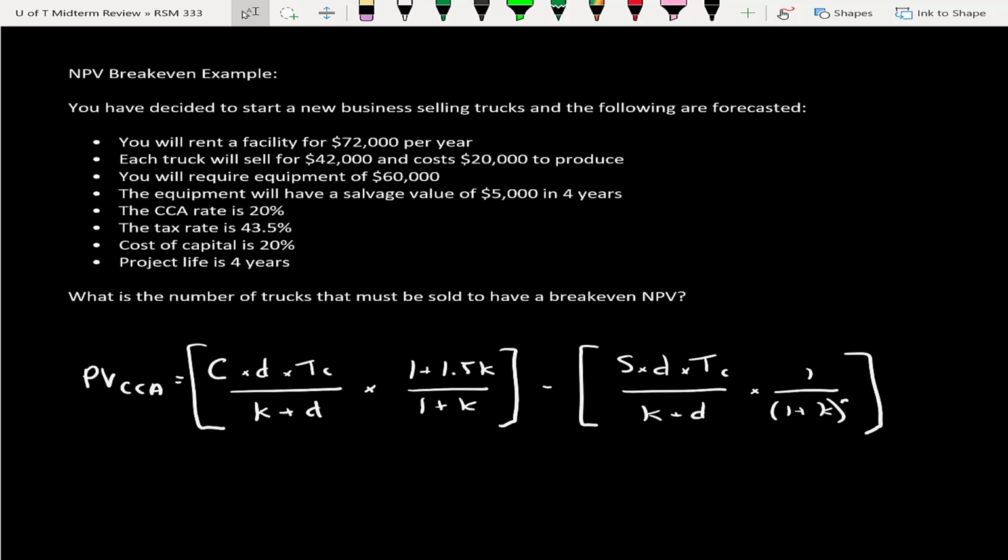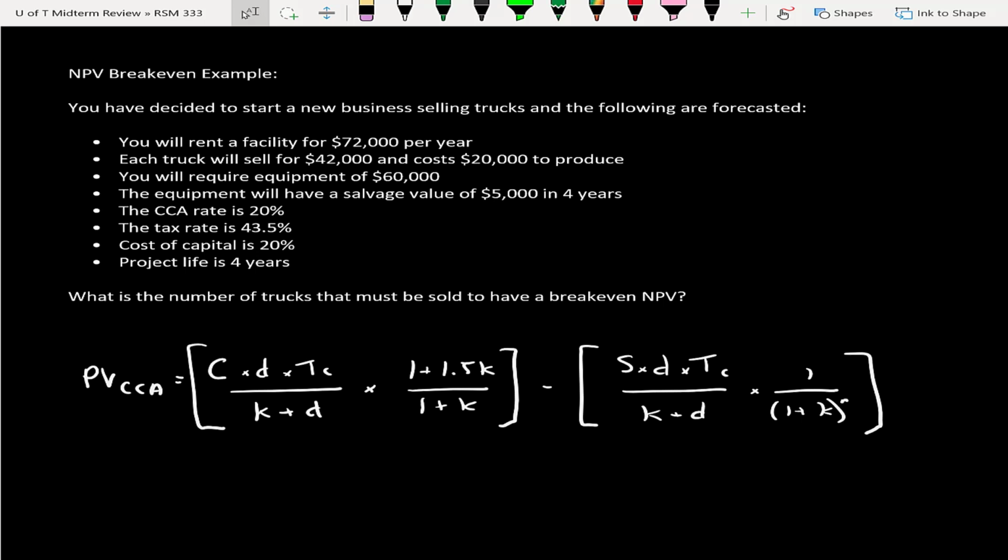We're going to do the net present value break-even now. It's a lot more involved than the accounting break-even. Accounting break-even didn't have any time value of money or CCA tax shields or any of that stuff, where the NPV one does. So let's go over the question, and then I'll go over the methodology, and then we'll solve it.